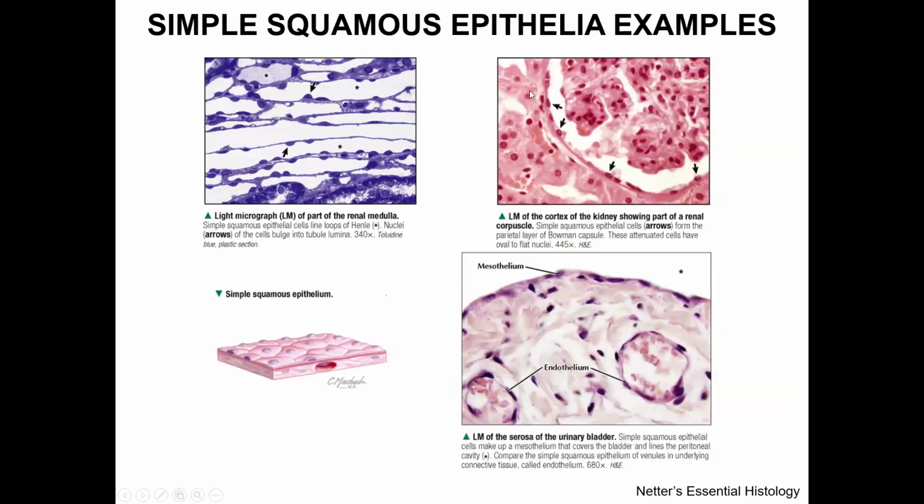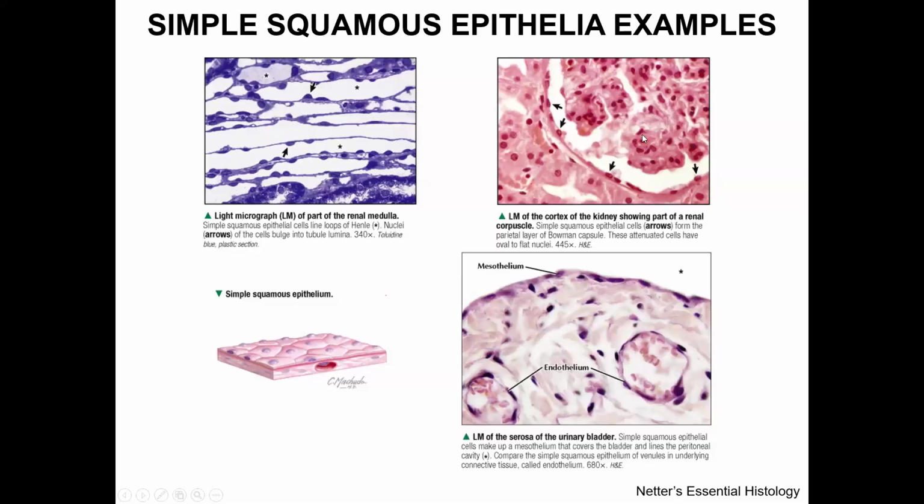These are other examples of simple squamous epithelia. You see this is in the renal medulla, in the medulla of the kidney. And you see that the cells have actually almost no height. This is actually the thickness of the cell. You only see the nuclei bulging out of the plane of the cell.